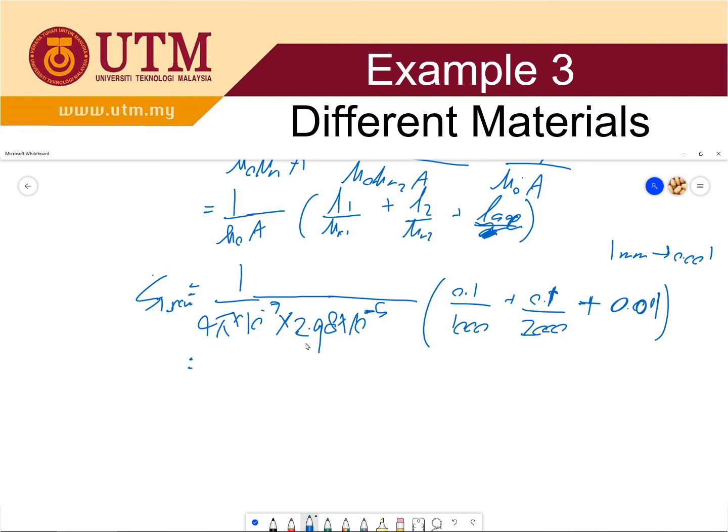So the answer is 30.71 multiplied by 10 to the power of negative 6, ampere-turn per Weber. Make sure you get the same answer using your calculator. So let me check first. 1 2 3. Yes, 30.71. Okay, that's it for the example with different material. Example 3.